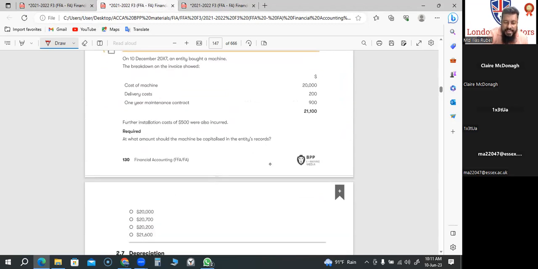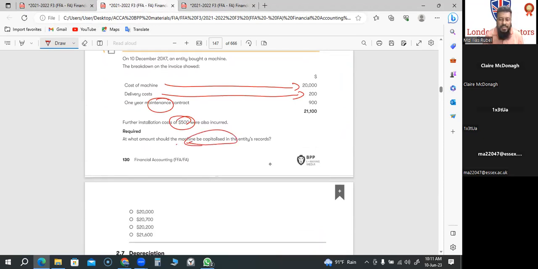They give you the cost of a machine you bought. There is a delivery cost, a maintenance cost, and an installation cost. How much should be capitalized? No doubt the cost of the machine should be capitalized. Delivery should be, shouldn't it? Maintenance? No, you don't. That's a revenue expenditure. Installation you do. So 20,200, 500, 20,700. Do you agree?